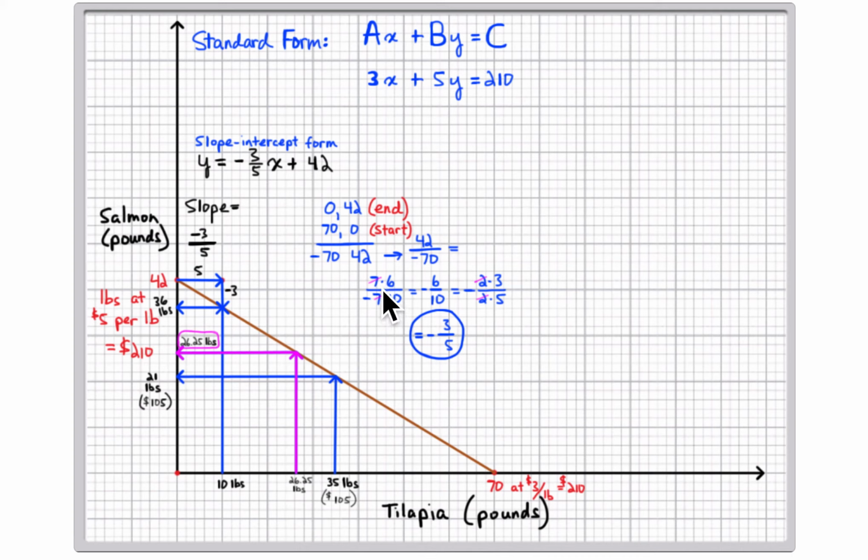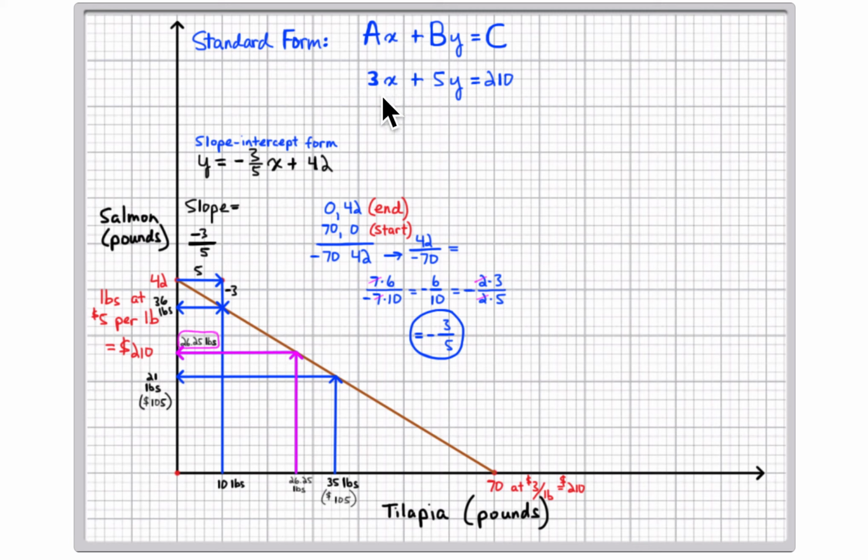factor out the 7, 7 times 6 is 42, 7 times 10 is 70. That equals a negative 6/10. You can factor out the 2s, it equals a negative 3/5. So this slope is a negative 3/5. So now you can write the slope-intercept form, which is y equals a negative 3/5 x plus this 42 pounds right here. And you can see that from the standard form also. You can see that the slope is negative 3/5. We're going to use this in a little while as well.